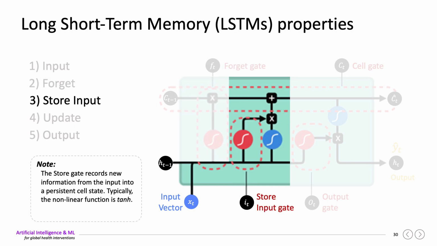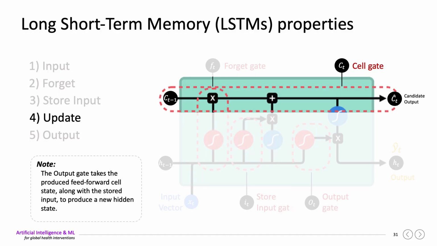Third, in the store stage, the input gate decides which new pieces of information are important enough to write into memory, while a candidate memory vector, usually created with a hyperbolic tangent transformation, proposes the actual content that could be stored. Fourth, in the update stage, the cell state is revised by combining the retained old memory from the forget gate with the selected new candidate information from the input gate, producing the new cell state ct. And this is the core memory update that gives LSTMs their ability to preserve long-range information.